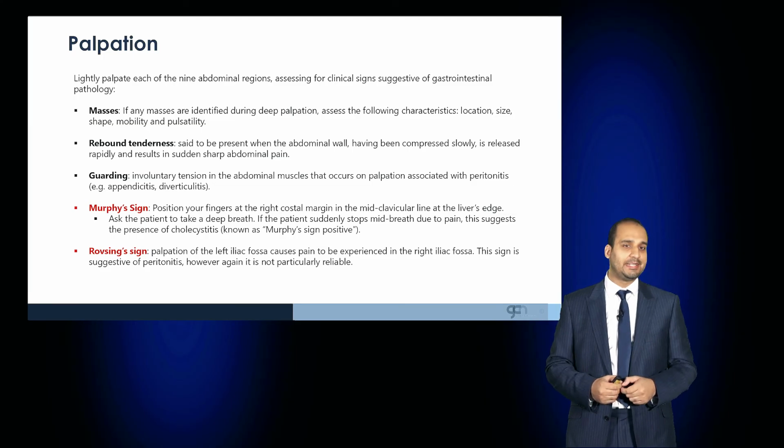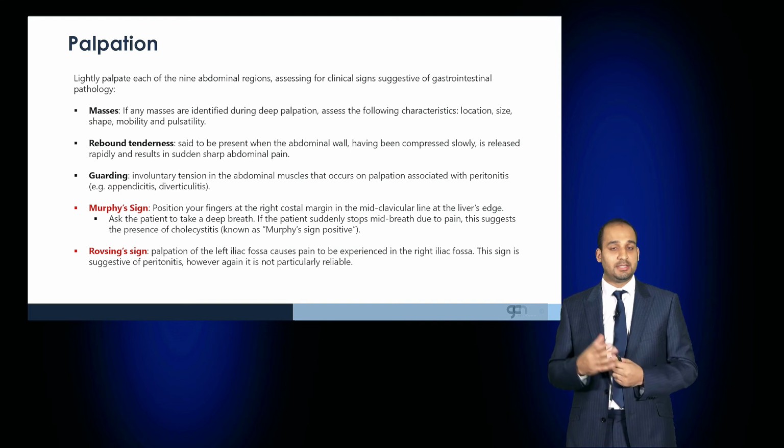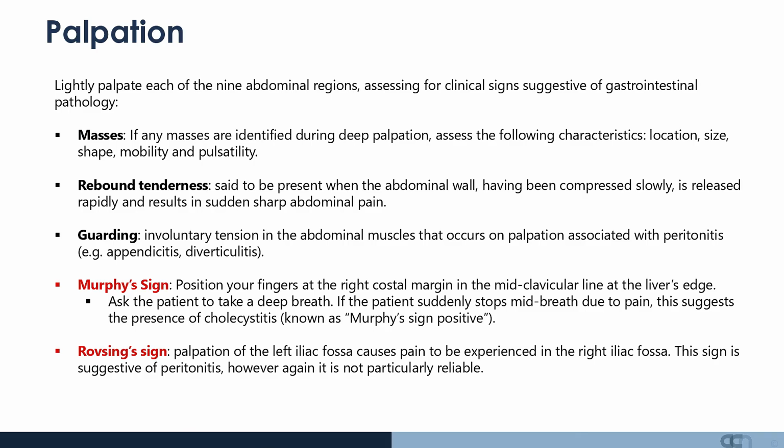Be aware of Murphy's sign and Rovsing's sign. Murphy's sign is where the examiner's fingers are positioned at the right costal margin at the midclavicular line at the edge of the liver. The patient is asked to take a deep breath, and if the patient suddenly stops their inspiration due to pain, then this can suggest the presence of cholecystitis, and we would say that that patient was Murphy's positive.